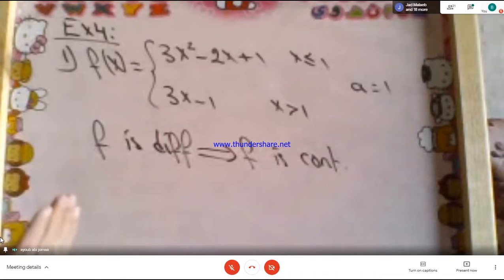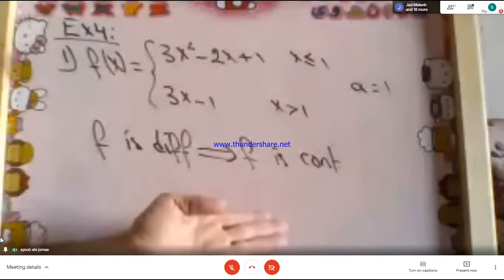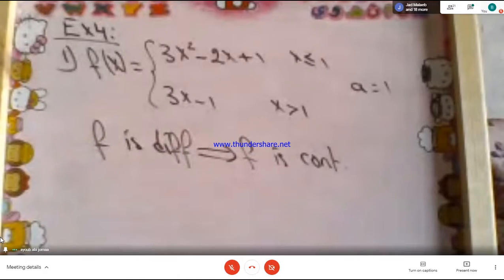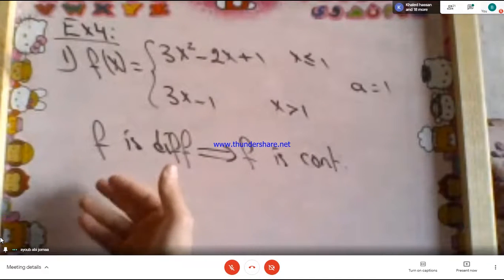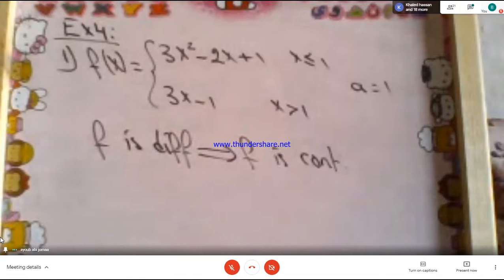Sometimes, I don't show the examples. The function is continuous but it is not differentiable. But what I also want to say is that if the function is not continuous, then for sure it is not differentiable. What does differentiable mean? It means the derivative exists.